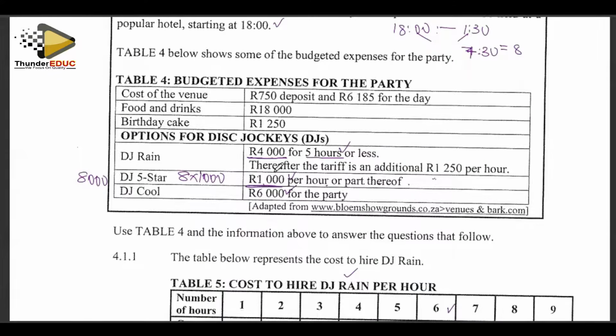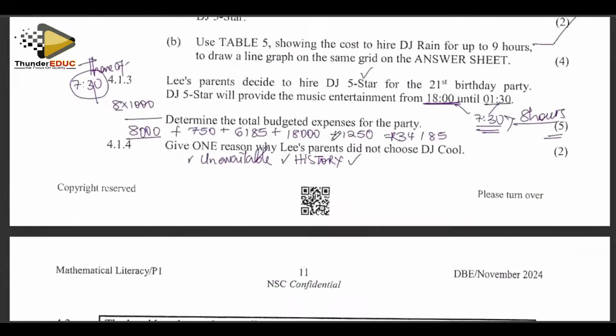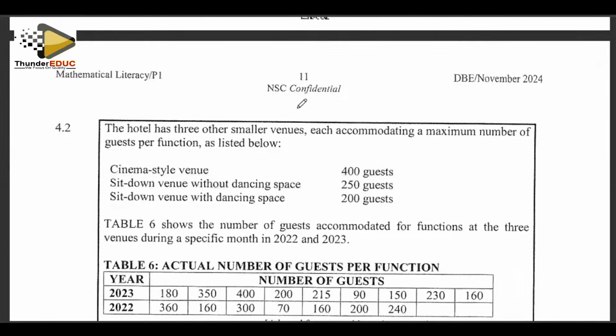because even, let me say, if you use DJ Rain, it was the cheapest. If you use DJ Rain now, 8 hours, you pay 7,750. Here we are paying 8,000. Yet DJ Cool is going to pay 6,000. You know, at a glance, they saw that it was expensive. There are many reasons that parents could leave the guy out.